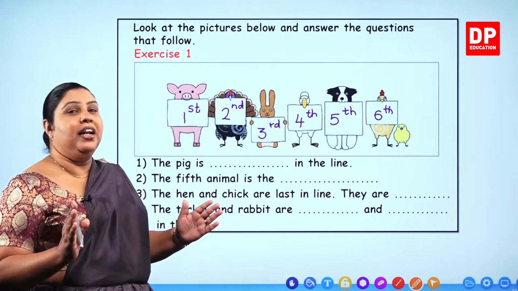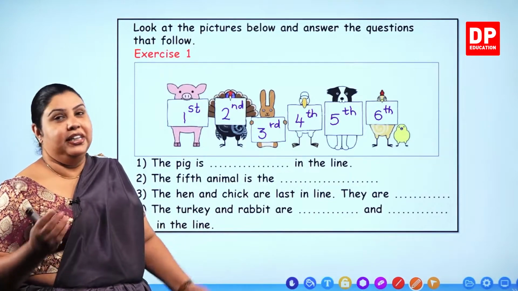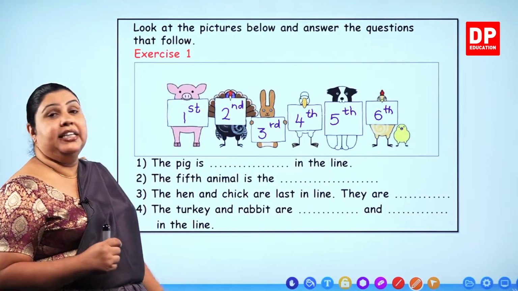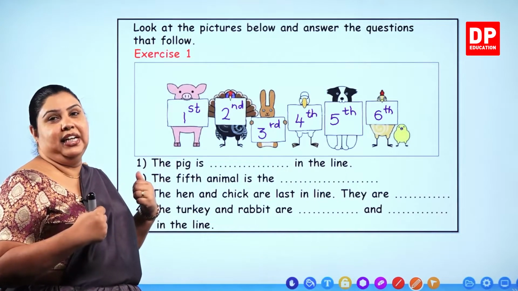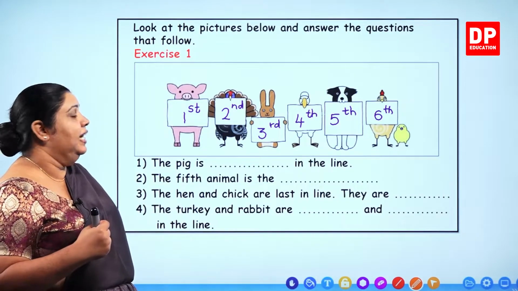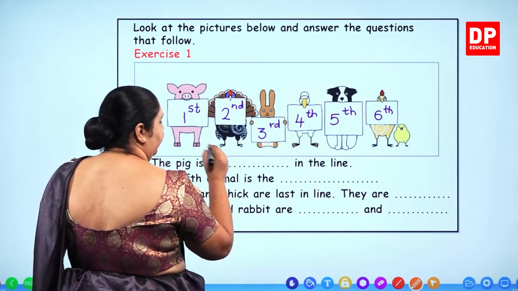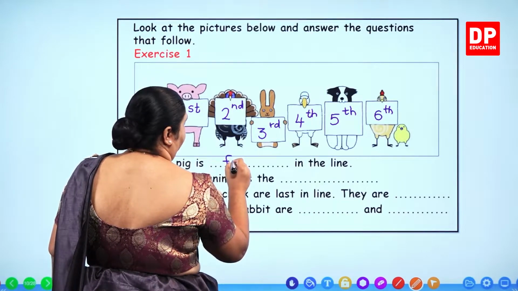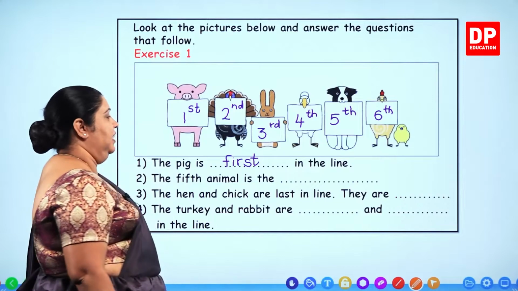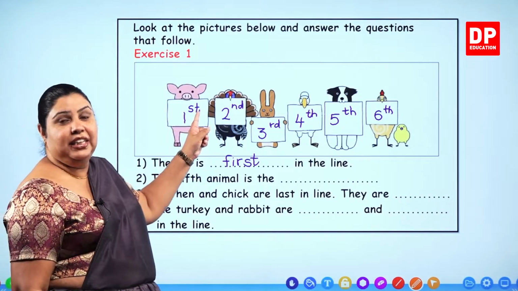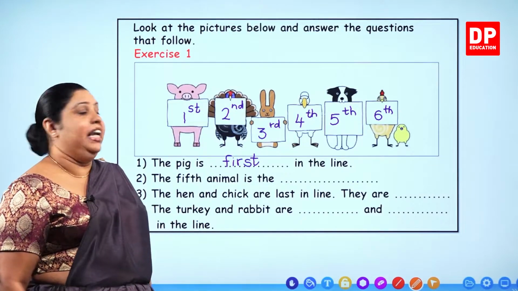Now I hope you can understand. We are talking about the position through the ordinal numbers. So now the pig is what? Is the pig last in the line or the first in the line? The pig is first in the line. So now you have to write it in words. F-I-R-S-T, first. Number 1 and S-T means first. So the pig is first in the line.